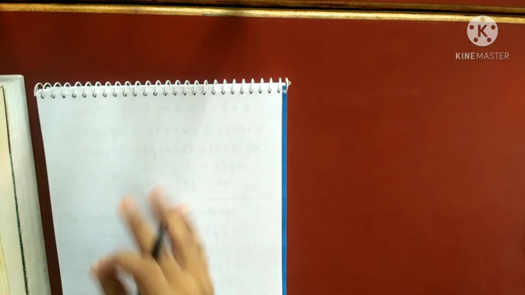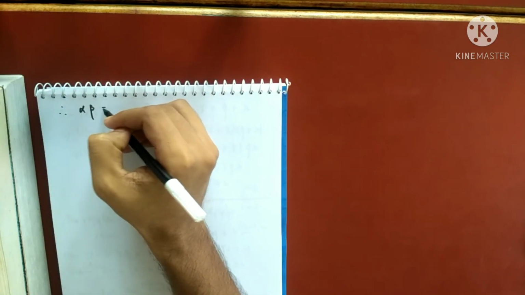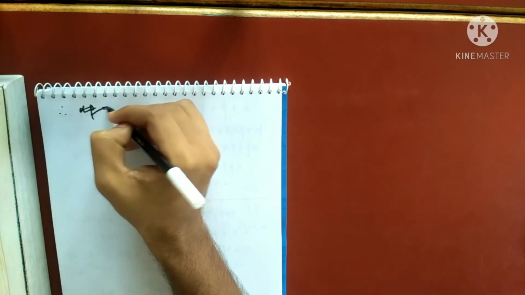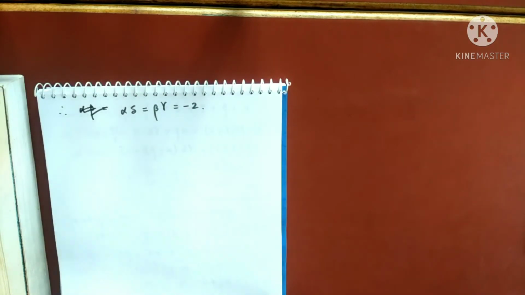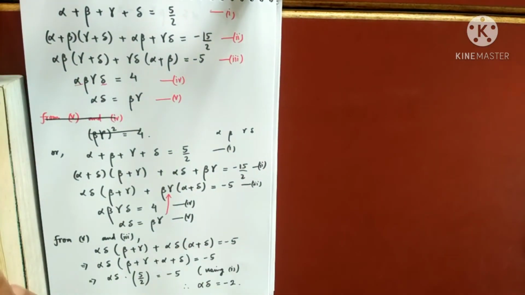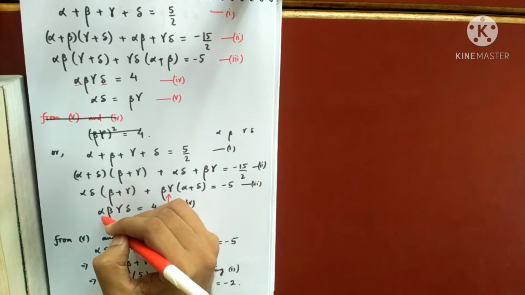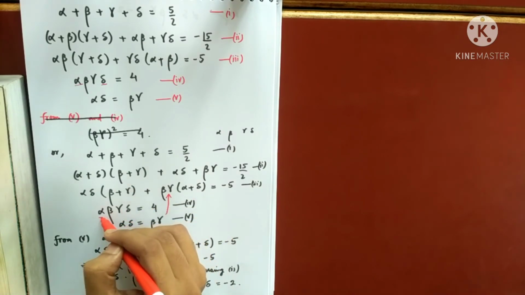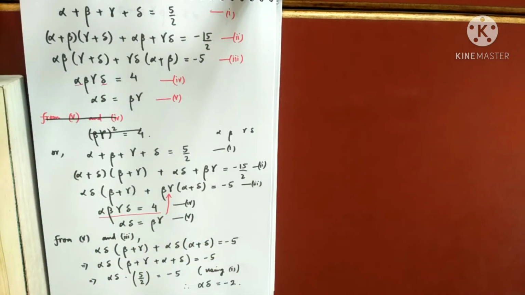Therefore, alpha into delta is the same as beta into gamma, which equals minus 2. Now let me tell you again. Let's go back to the previous page and see what more can be done. I have got these values to be minus 2, and this will not give us any extra result, because minus 2 into minus 2 is 4. So this equation will no more be helpful.